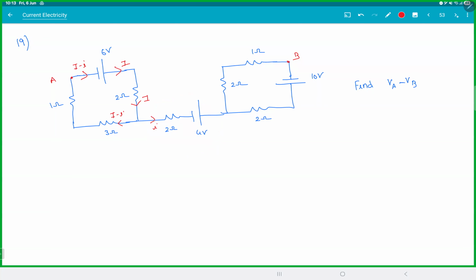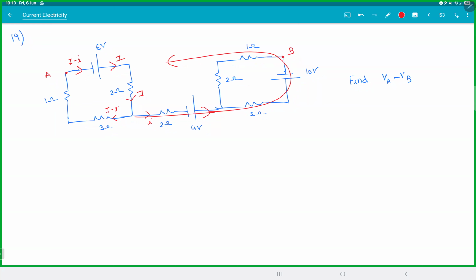The problem here is the current which went in this, there is no way for it to come back, isn't it? There is no exit. There is only an entry, but there is no exit. There will be no current in this branch. If there had been a wire here, then the current would have come back.